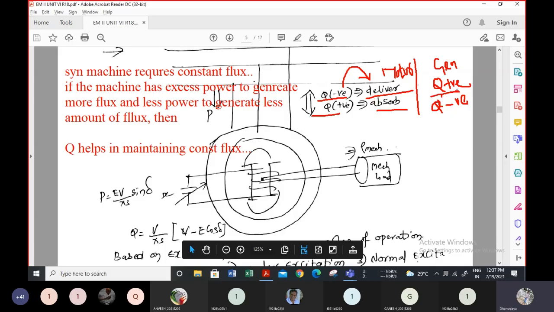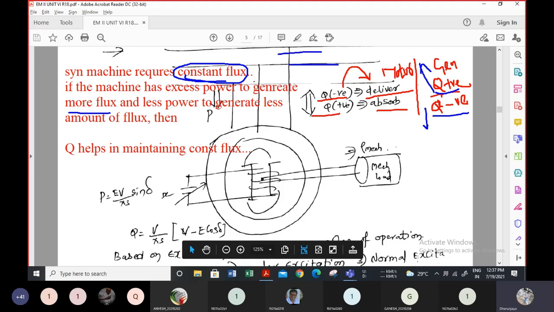So in case of synchronous generator, I'll be a little bit specific here. Any machine needs to have a constant flux. If we have more amount of reactive power, then it is generating more amount of flux. In that case, the excess power is given to the bus bar in the synchronous generator, and that is called Q positive. If you have less amount of reactive power, then it is generating less than the sufficient amount of flux, so Q will be negative, and this reactive power will be absorbed from the bus bar here.